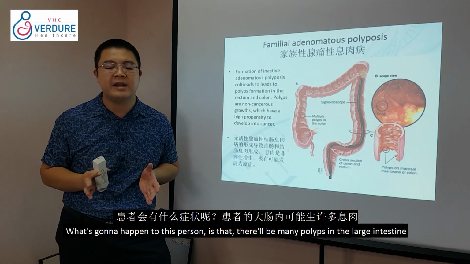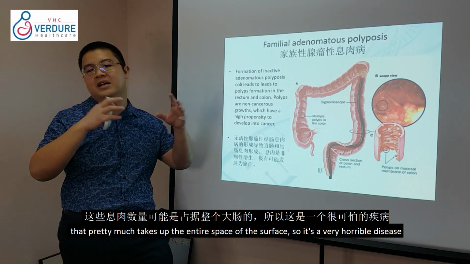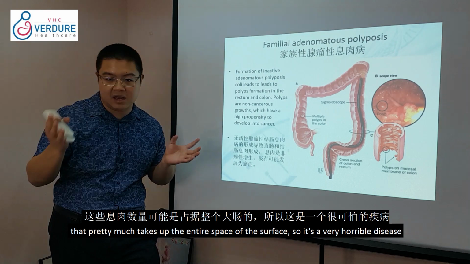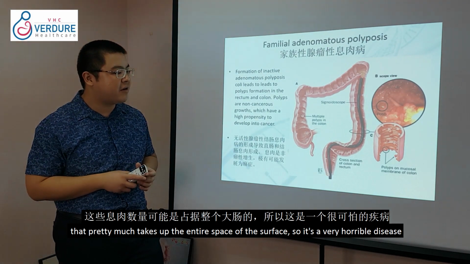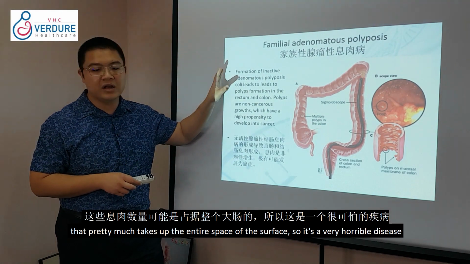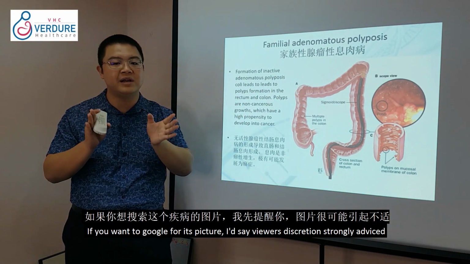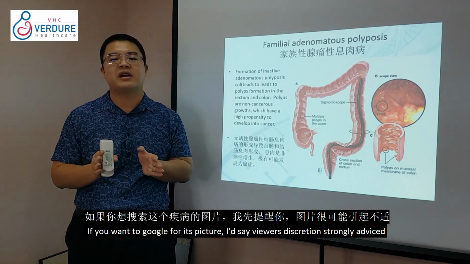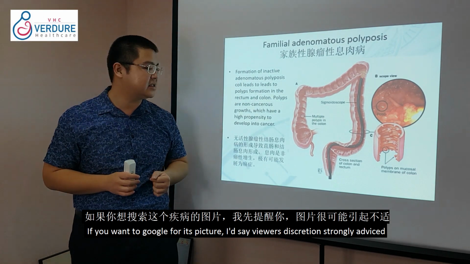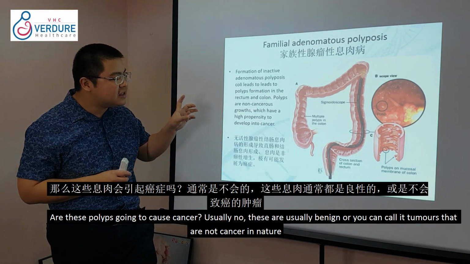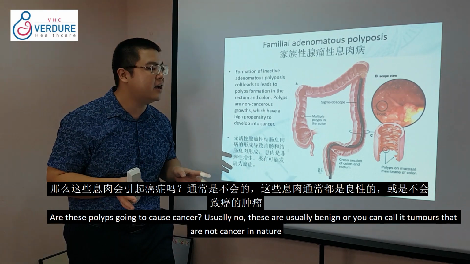There will be so many polyps that it pretty much takes up the entire space of the surface, okay? So it's a very horrible disease. Now, if you want to go onto Google and have a look at the pictures, I would really say viewers' discretion strongly advised, okay? But, okay, are these polyps going to cause cancer?